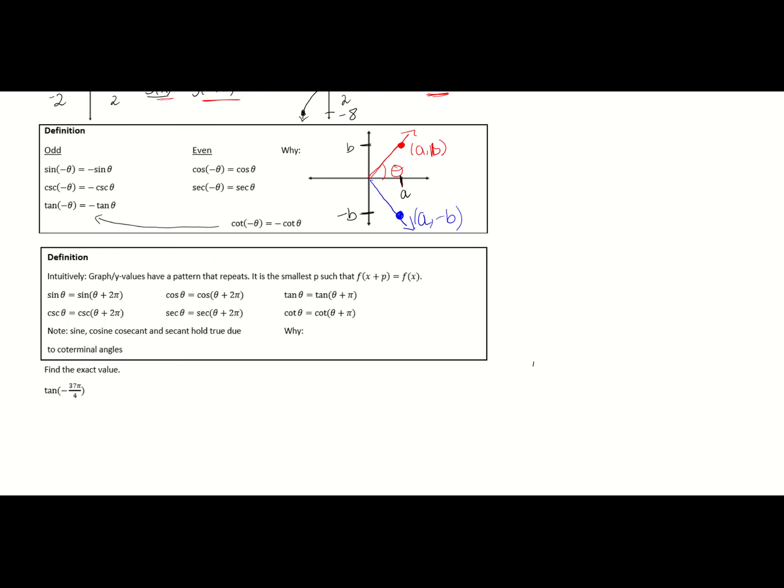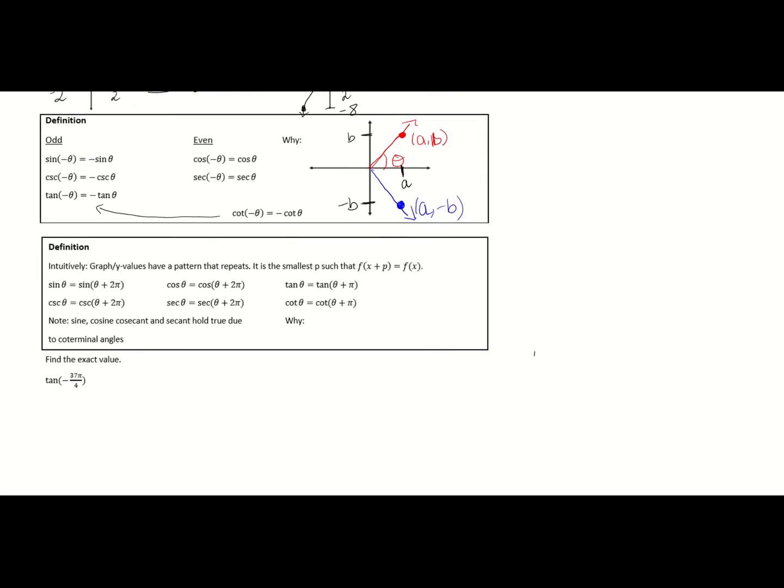So here's a definition of the periodic property. I wrote the intuitive first definition. So what it means is that the graph or the y values have a pattern that repeats itself. Mathematically, it is the smallest p, for period, such that f of x plus p is just the same thing as f of x. So you get back to where you started.